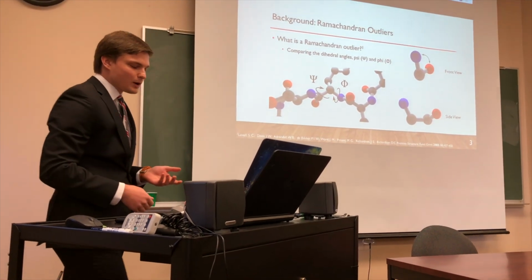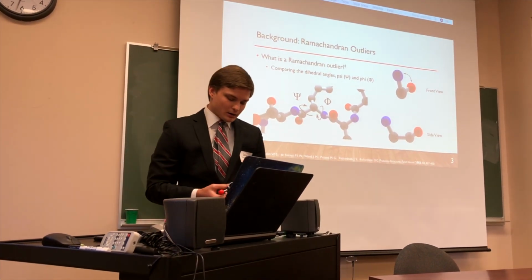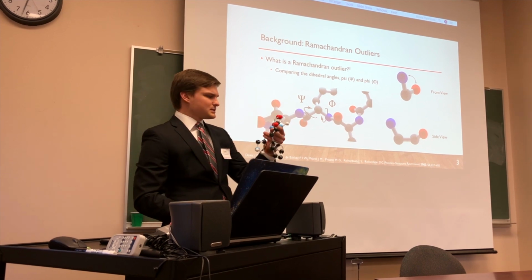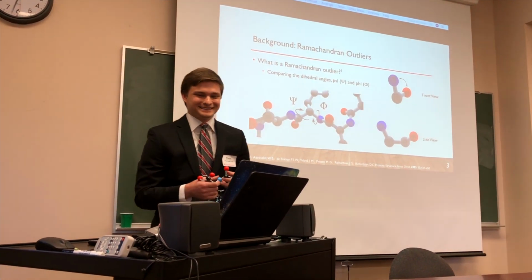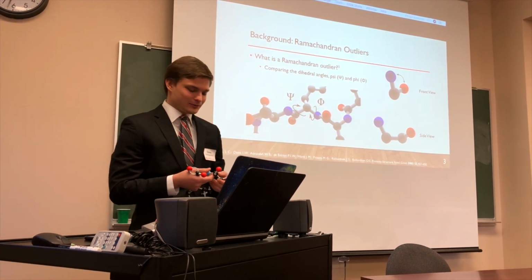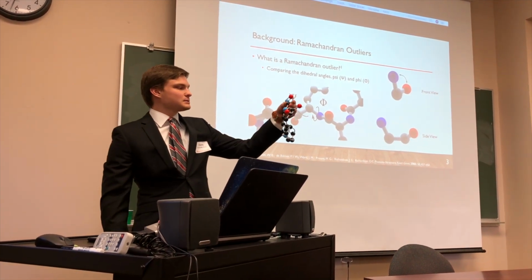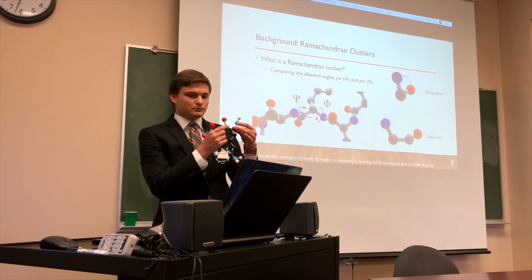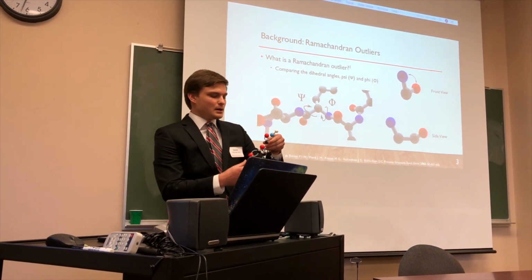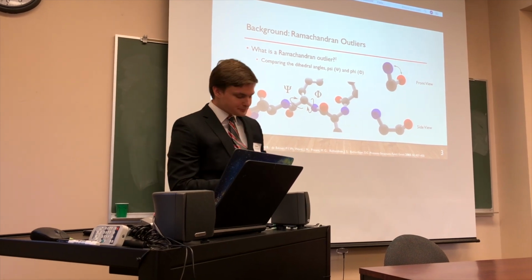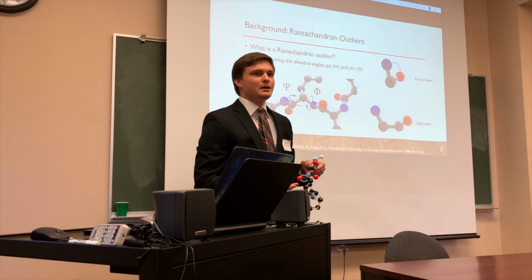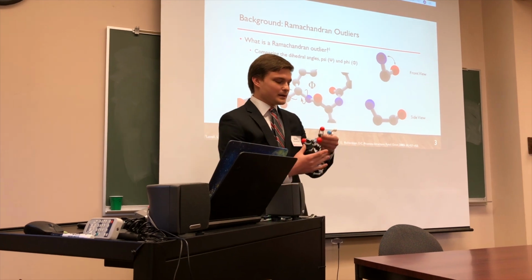So, Ramachandran outliers are a way of analyzing these proteins, and we take the psi and phi angles. Psi is in between this carbon and these two carbons here, and then phi is in between the carbon and the nitrogen. So these are dihedral angles, which means planes at which they come together.